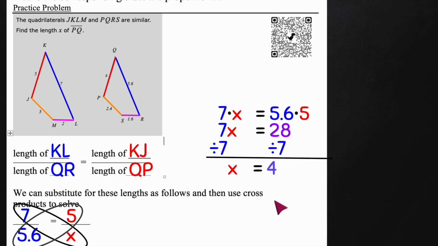So this is using proportions to find a missing length on similar polygons.